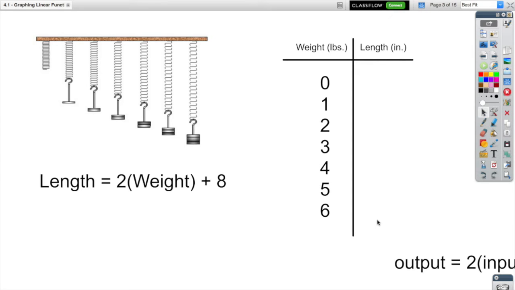So in this case, what we would find out here is, let's say we plugged in 0. And if you do the mental math here, 2 times a weight of 0 would be 0, plus 8 would be 8. And so that means that this particular picture right here starts off with an 8-inch spring with no weight hanging from it. And then we could start plugging these pieces in. And so notice what's going on here.